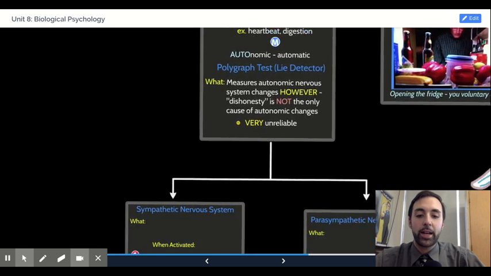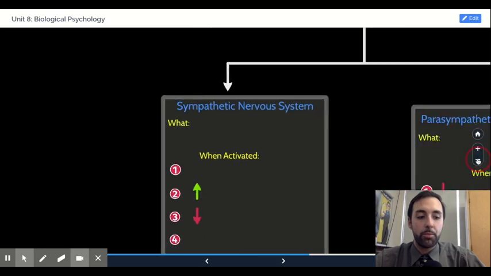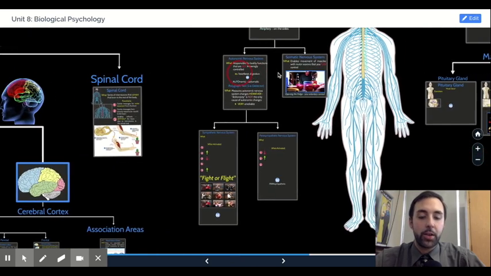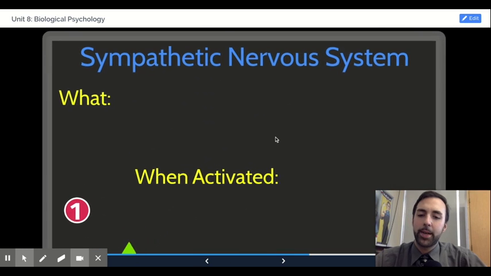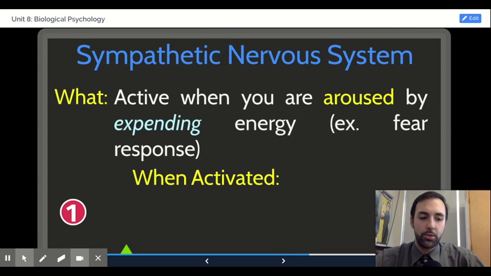From that point on, we have two final subdivisions in today's concept map. They are both within the autonomic nervous system. Each of these boxes is a little bit taller than typical, so do leave some space to proceed downward. The first is called the sympathetic nervous system. The sympathetic nervous system is a subdivision of the autonomic nervous system that is active when you are aroused or expending energy. So, for example, your fear response would be a great example of a real-life event which might trigger sympathetic nervous system arousal.